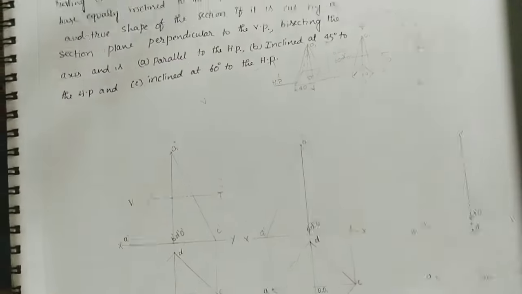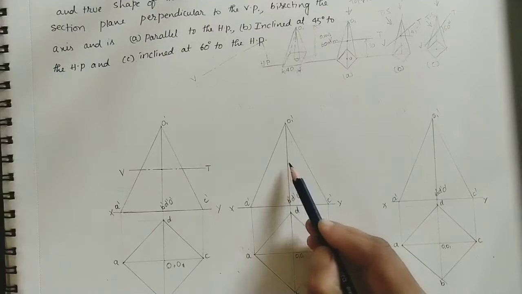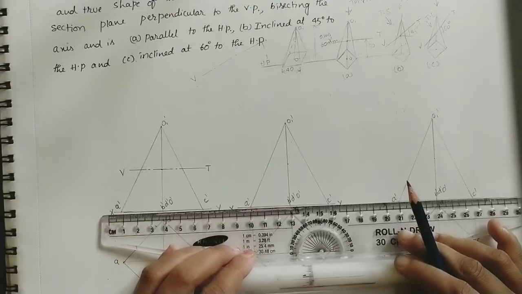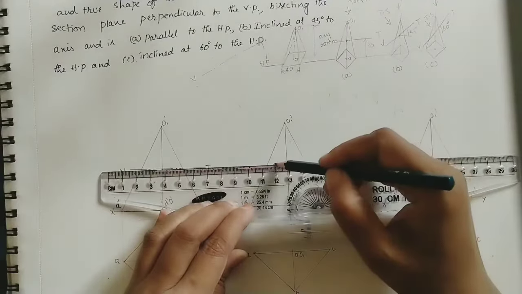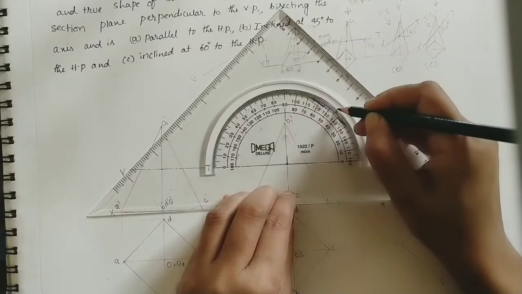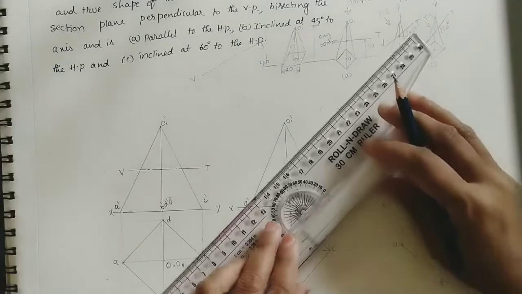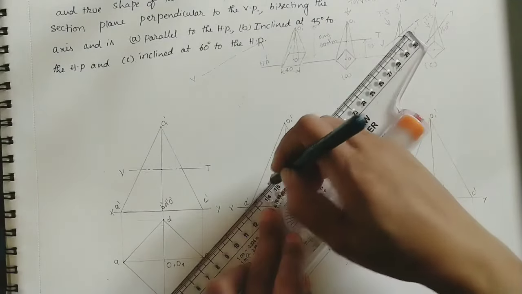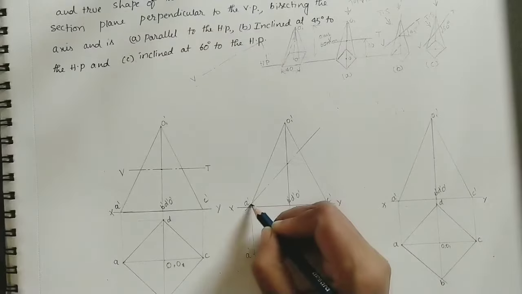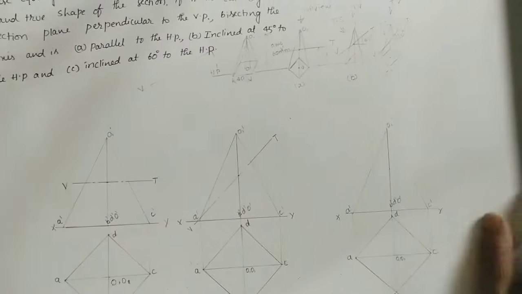In the second bit, the cutting plane is inclined at 45 degrees to the HP. Okay, at this middle point, just do one horizontal line of some length. Take this as the reference line. Here do one line. Here take a 45 degree line. Join this point to this point. In this direction, take the cutting plane. So this is the cutting plane. I will mark the end points V and T. Here also do the cutting plane. Here also do the cutting plane.